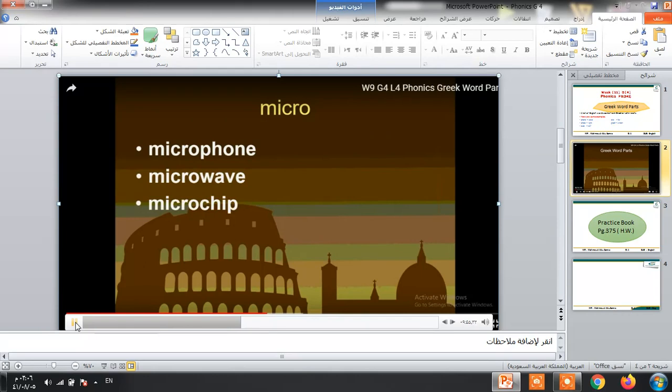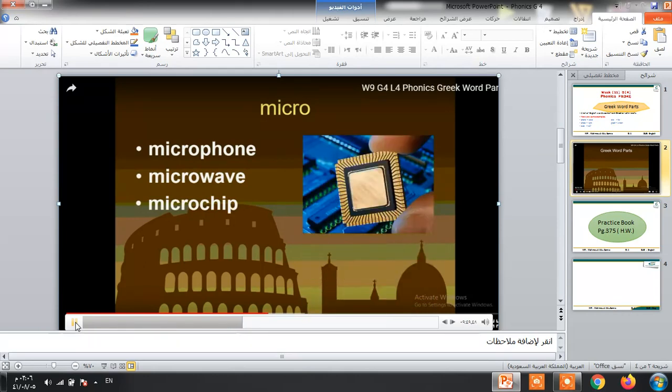Next word is microchip. A microchip is a chip, or slice, that is very small, where we can store our information. It's used in devices and in computers to store information and data.